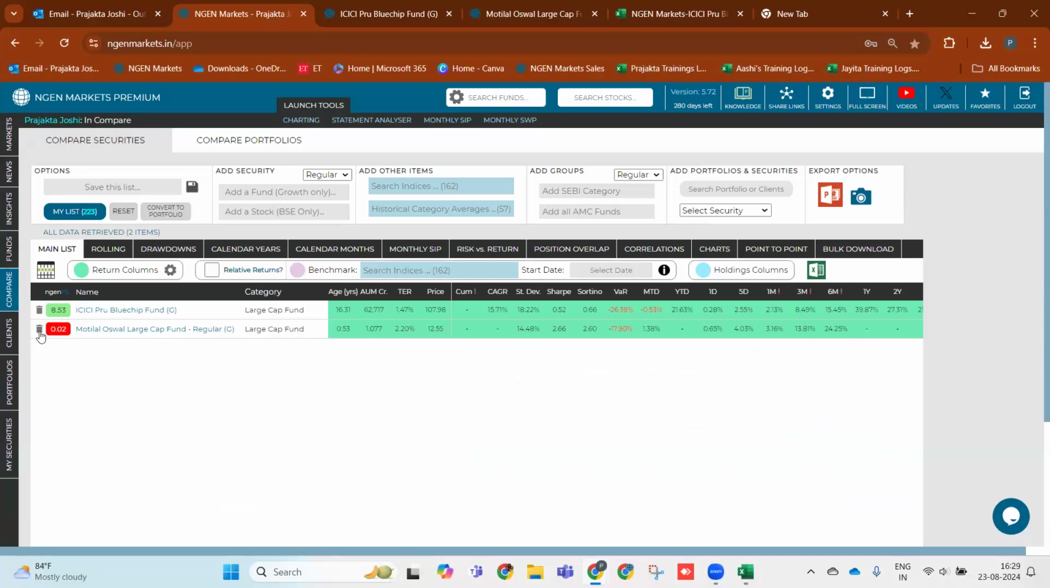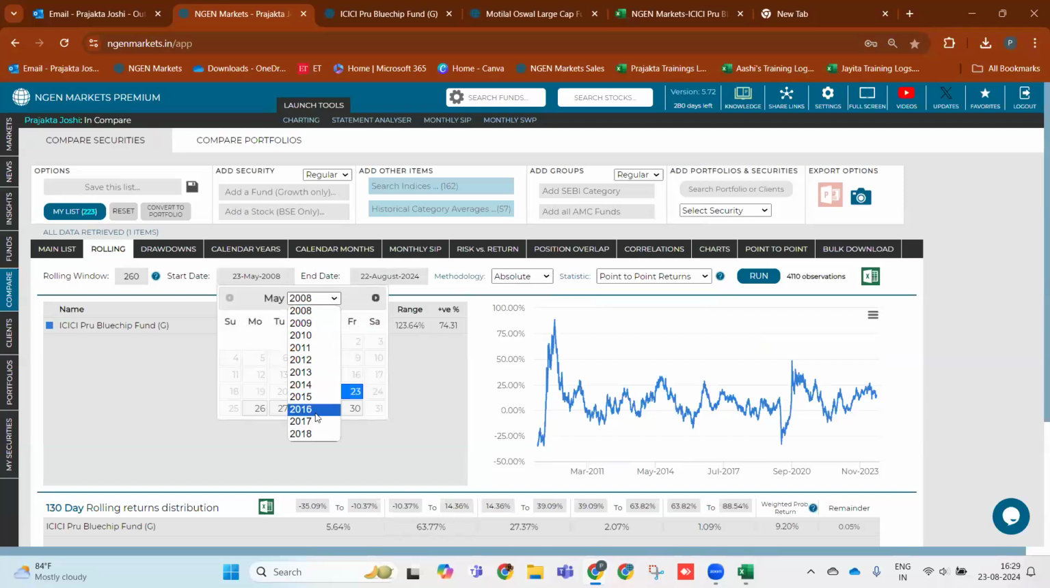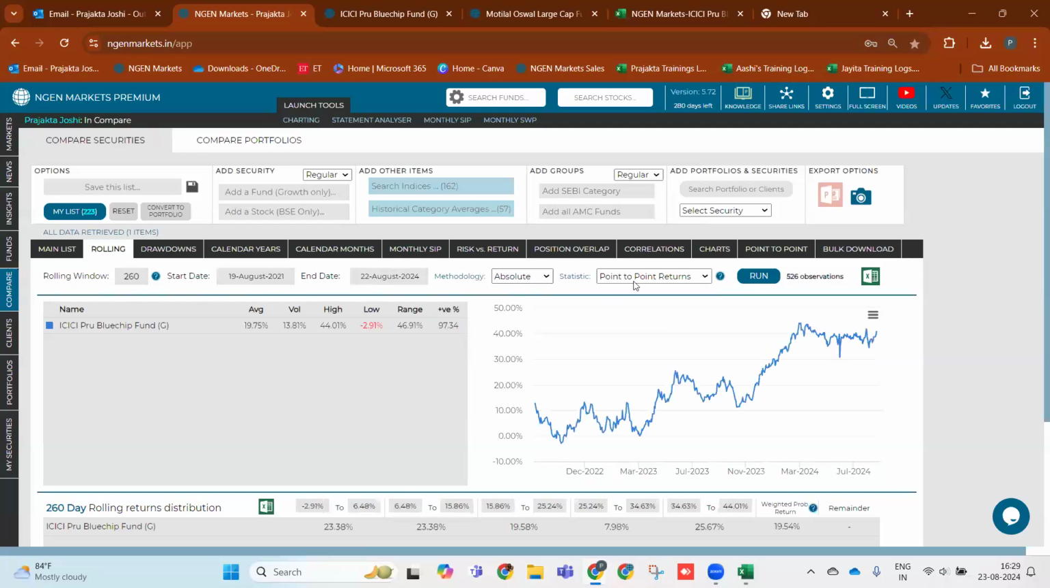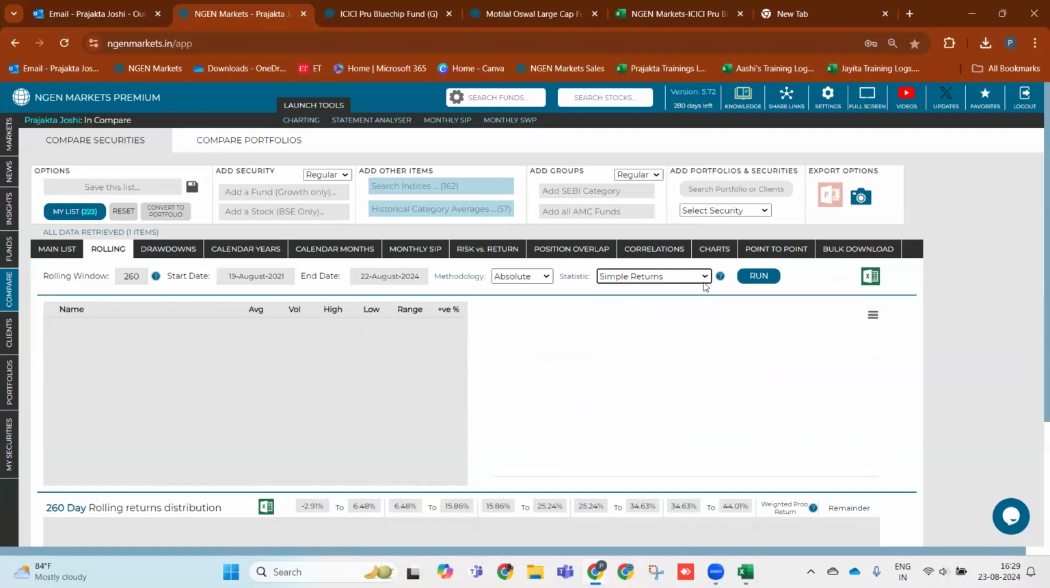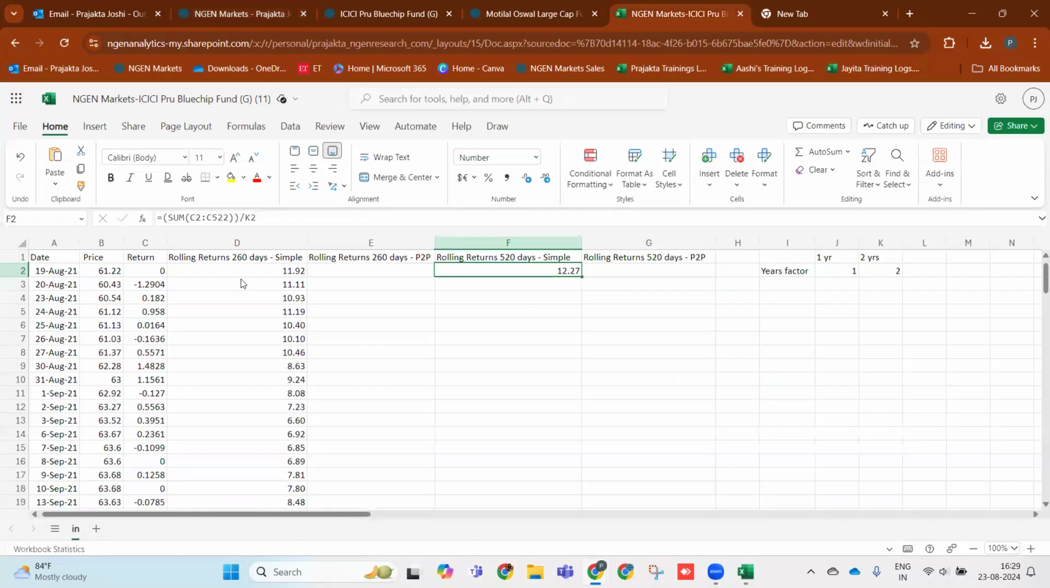So to check that, let's simply remove this fund. We'll go to rolling again. We'll build the time period under consideration. So that's 260. We are considering 3 years, right? So 2021, August 19th, and the end date is of course set because it's 260 annualized or absolute doesn't really matter. But now, when you do simple returns, the first point is 11.92, and this is what we matched on the Excel sheet as well, right? This is what we matched.